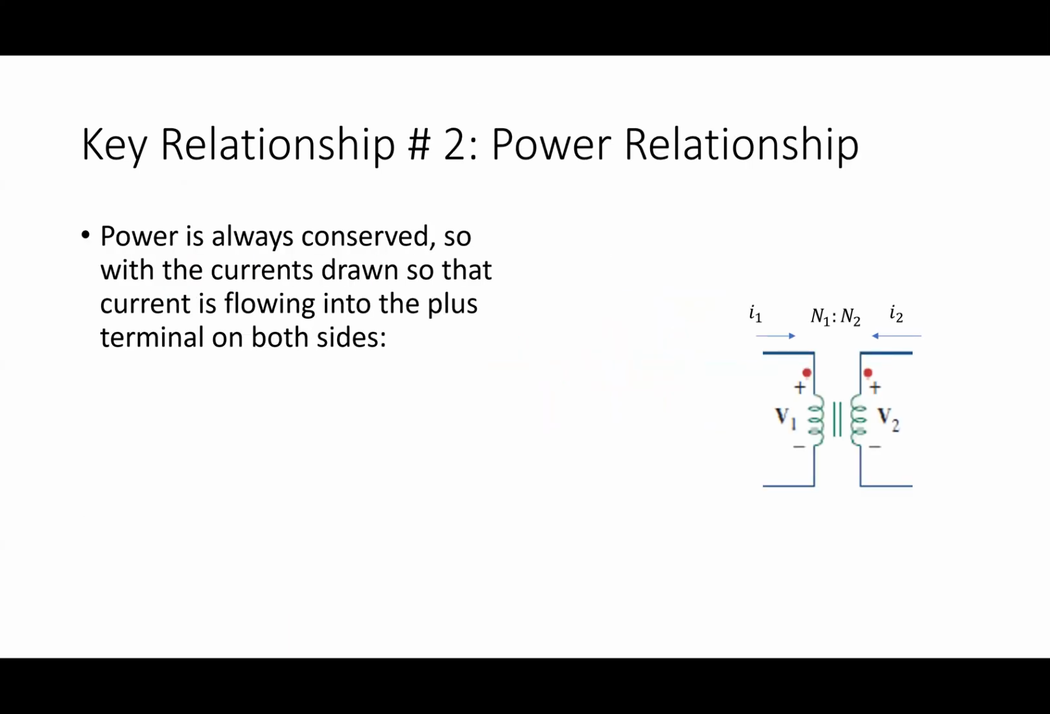Now the other idea here is that power is always conserved. If power flows into the primary and then out of the secondary, then power in has to equal power out, just like KCL: current in equals current out. Given the way I've written this, with the currents shown going in, power 1 is V1 I1 and power 2 is V2 I2. We're going to say a lot more about power next week.